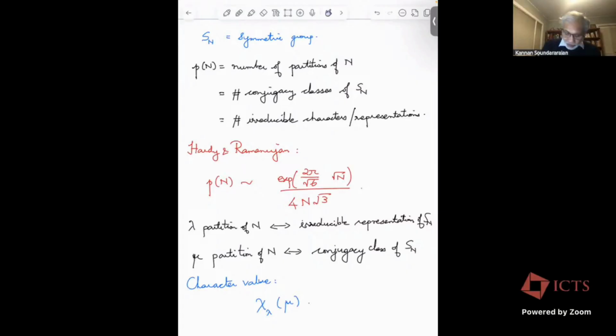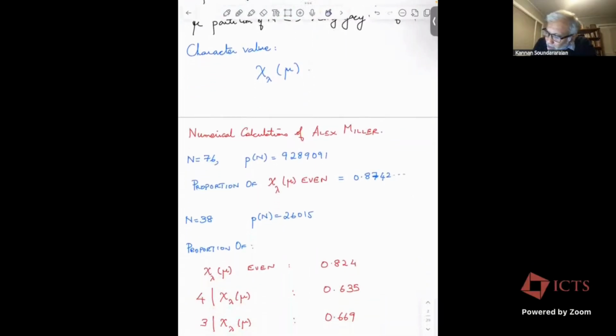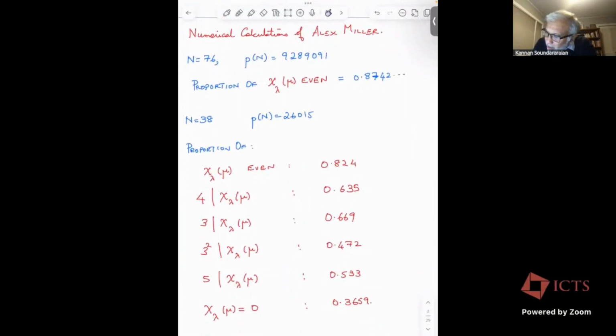This is something that you could do for any group. It's a special property of the symmetric group that you get exactly integers in this case. And the theory has been studied for a long time. But very recently, only about maybe 10 years back, there was a mathematician, Alex Miller, who made numerical investigations of this character table.